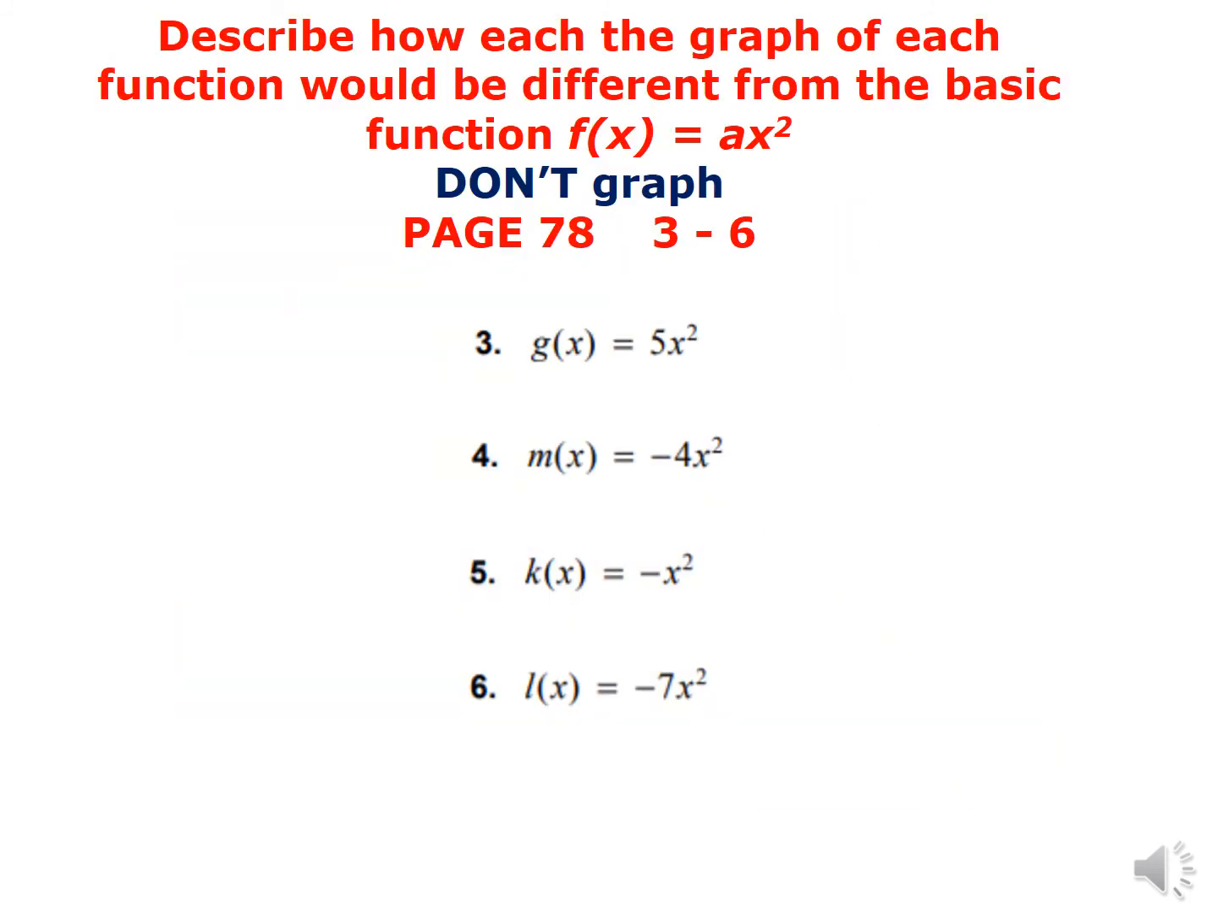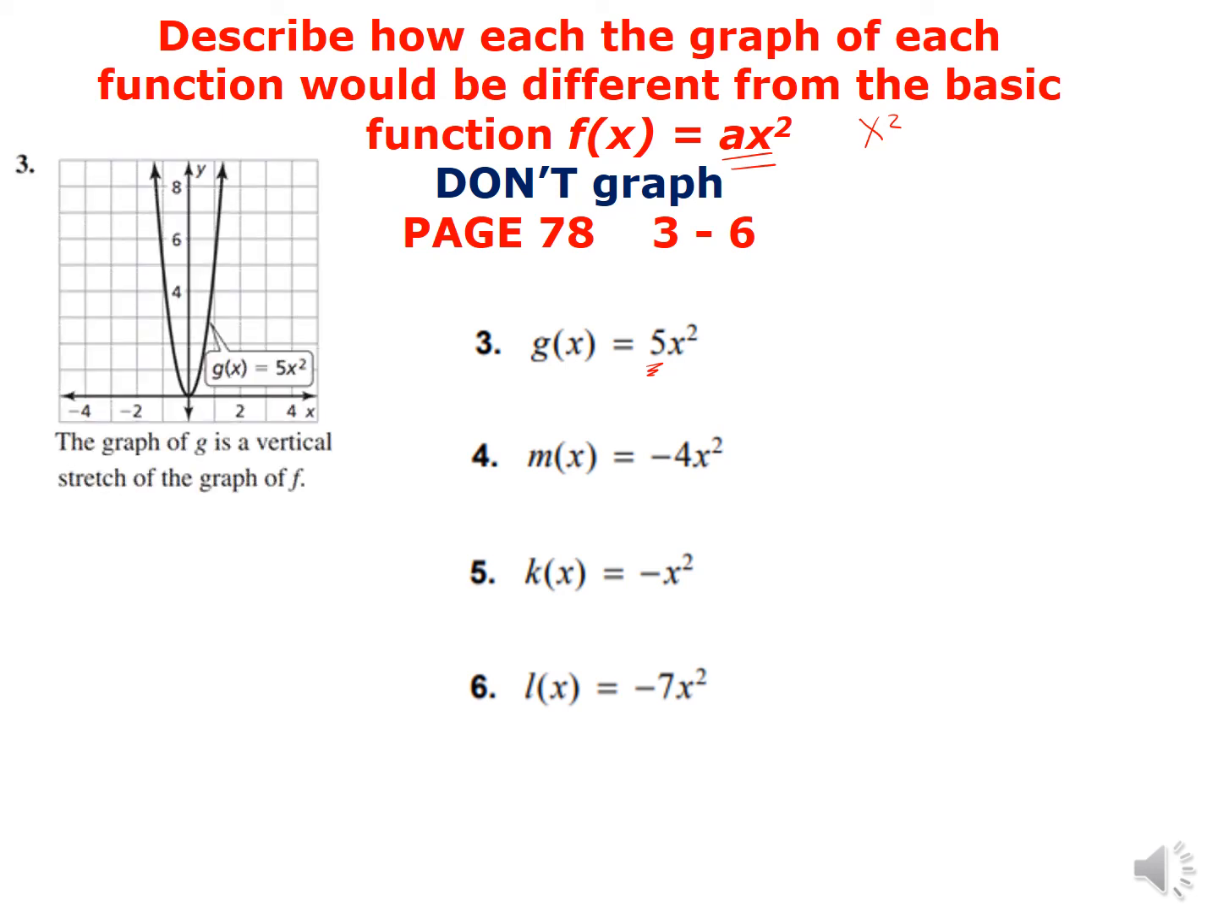Now we're going to look at these functions that are written in your journal on page 78, and you're going to describe how the graph of each function would be different from the basic graph, which would be x squared. So first thing you notice is what's different. For the first one, and you didn't have to graph these, but I just wanted you to look at them, the graph of g is a vertical stretch of the graph of f, by a factor of 5.